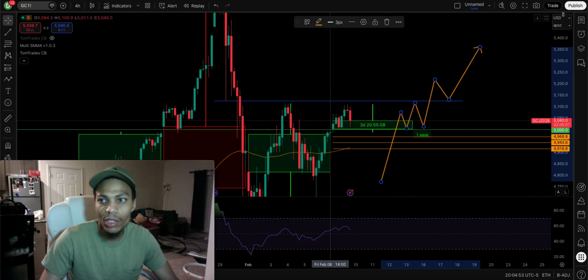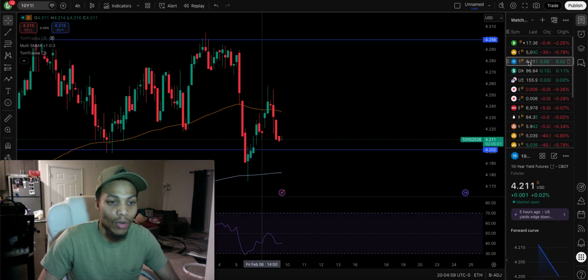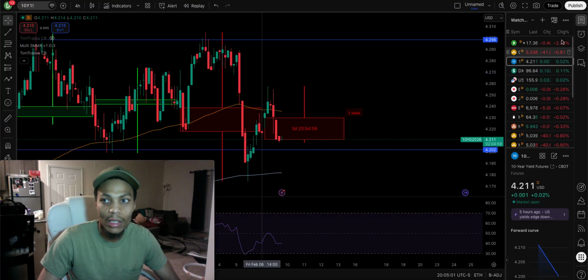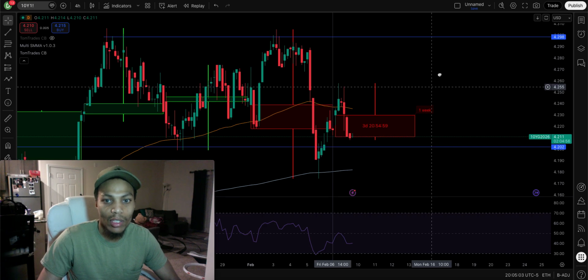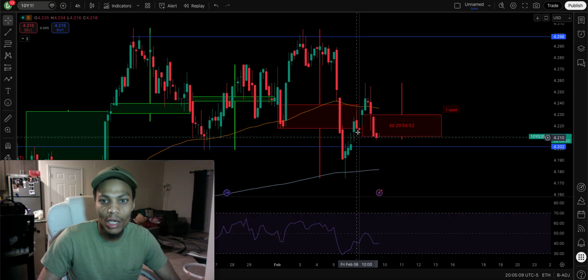And let's go to yields. Why is yields important to look at when looking at gold? Because if yields are going down, then gold should be going up, and if yields are going up, gold should be going down. As we can see here, on the previous week we had a nice, huge push down, and right now we can see yields starting to push back down again.